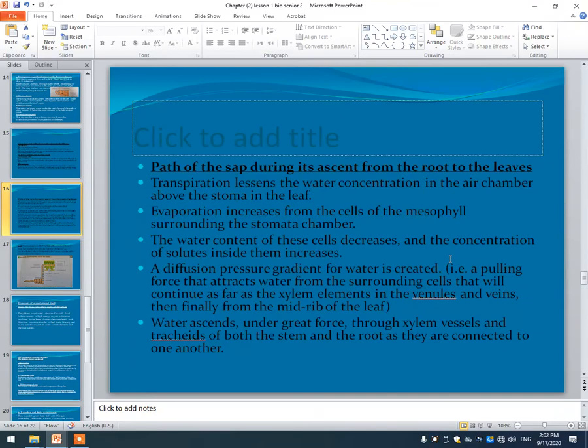Again, transpiration lessens the water concentration in the air chambers above the stoma in the leaf. Evaporation increases from the cells of the mesophyll. The water content of these cells decreases and the concentration of solute inside them increases. A diffusion pressure gradient for water is created, a pulling force that attracts water from surrounding cells and will continue as far as the xylem elements in the veins, then finally from the midrib of the leaf. Water ascends under great force through xylem vessels and the tracheids of both the stem and the root, as they are connected to one another.